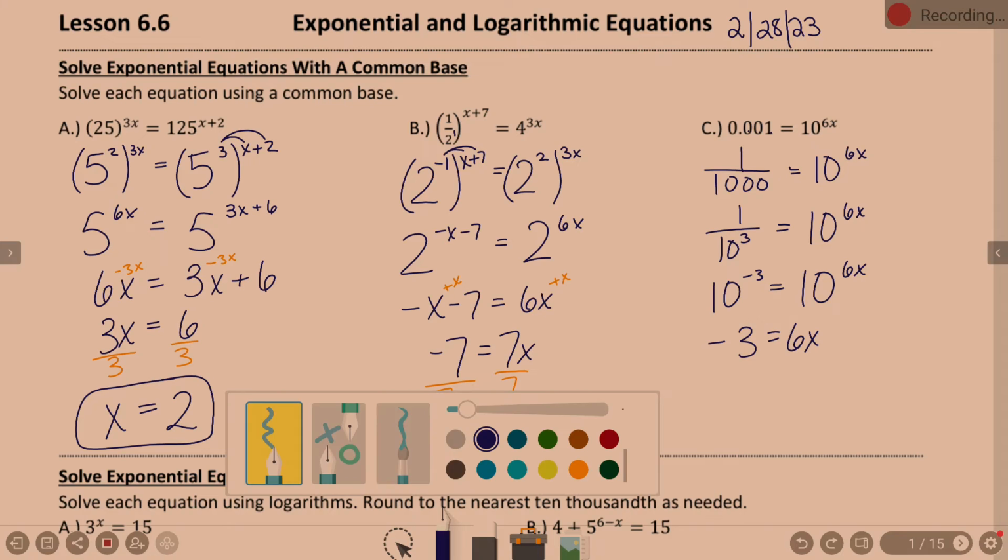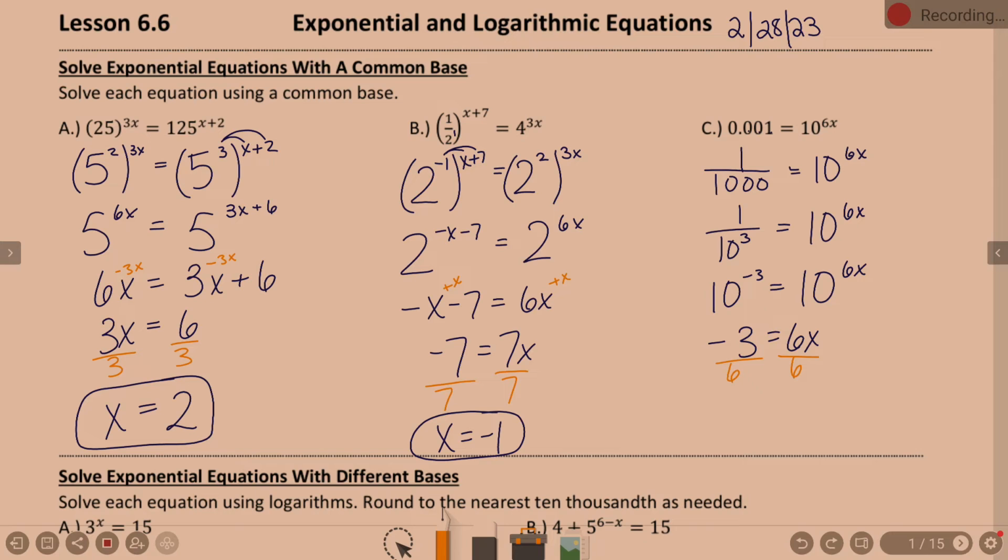To solve for x, I'm going to divide by 6. And what'd you guys get for x? Yeah. Negative 3 divided by 6. I would write it as negative 1/2. You could possibly put it as negative 0.5. Okay. Questions on that section? That's probably my favorite one. I like doing those. Make those bases the same, and then you're working the algebra.